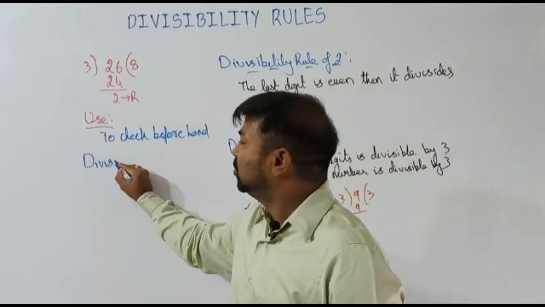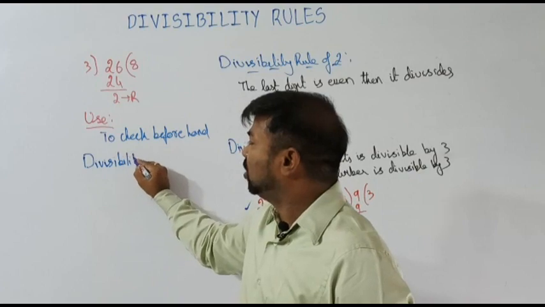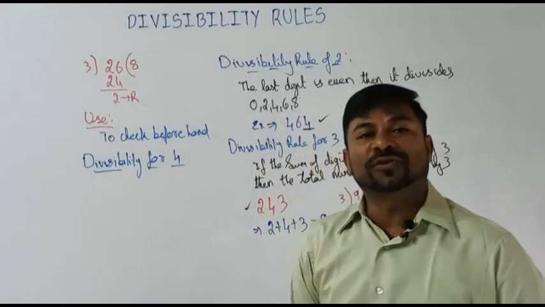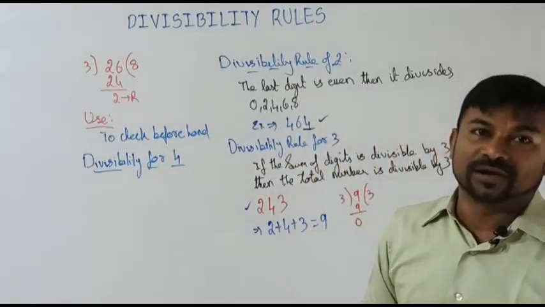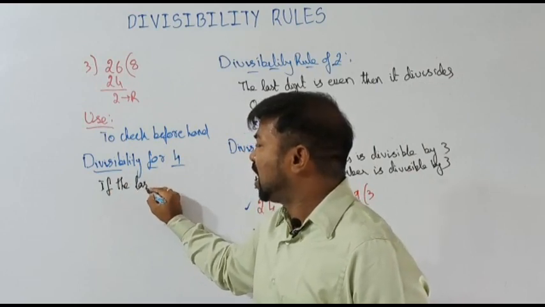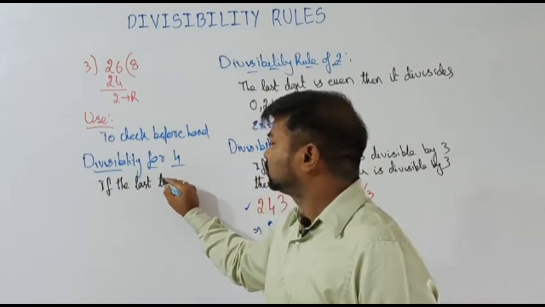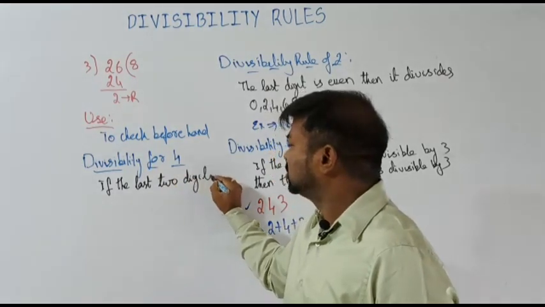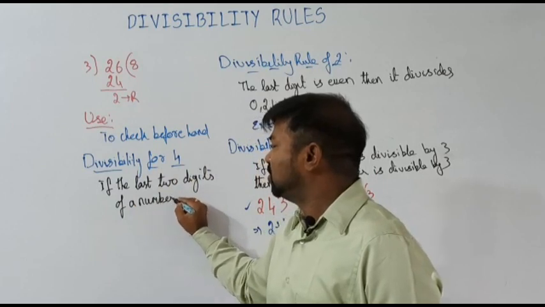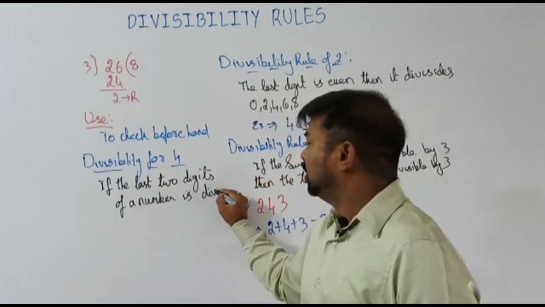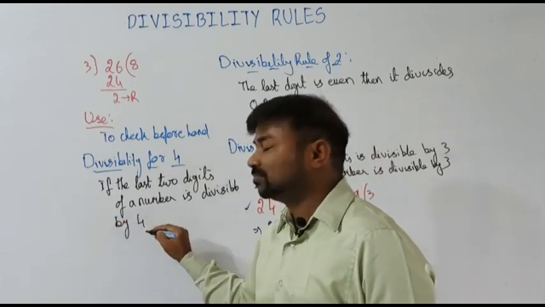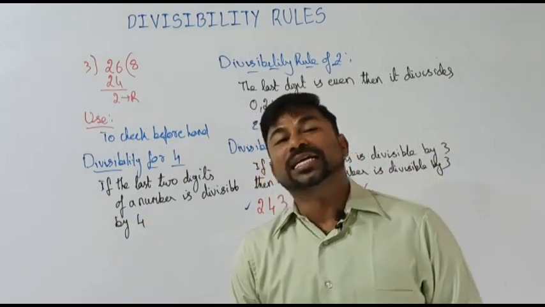Divisibility rule for 4. Let us discuss the divisibility rule for 4. Now the trick is very simple. If the last 2 digits of a number are divisible by 4, then the number is divisible by 4.